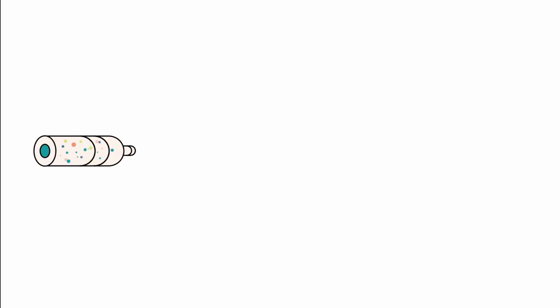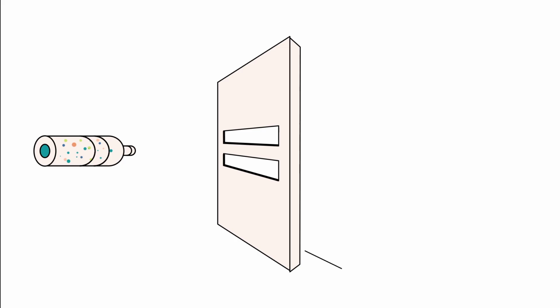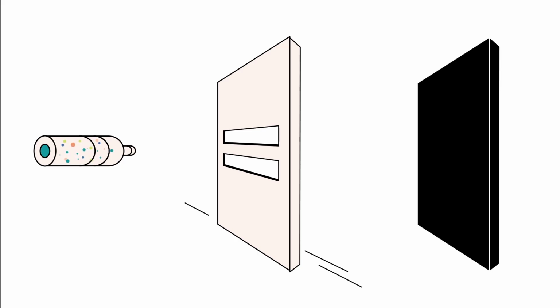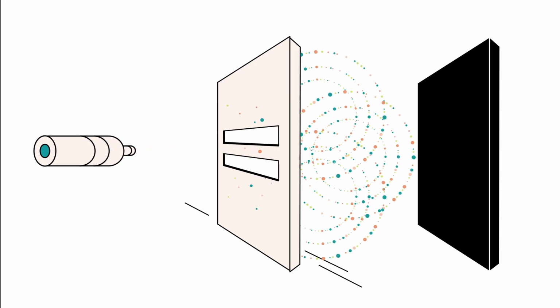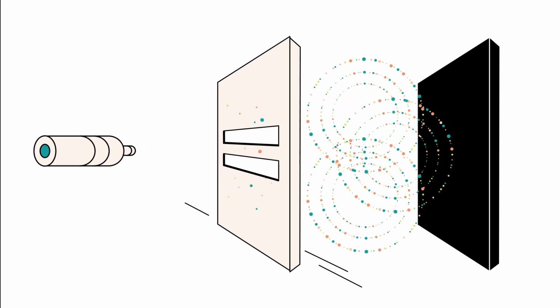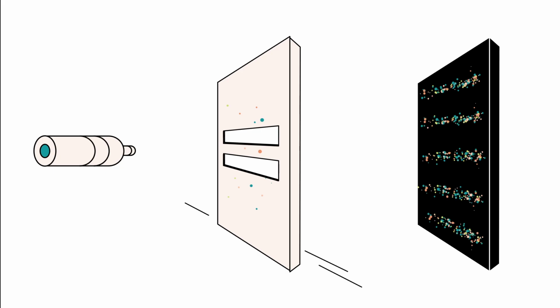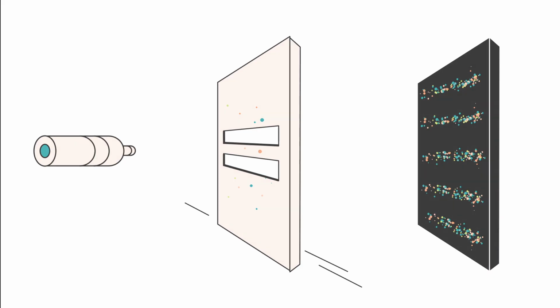Now, what happens when we introduce a second slit? When we add a second slit, something strange happens. Instead of forming two bands, the particles create an interference pattern, behaving like waves, suggesting that they pass through both slits at the same time and interfere with themselves. It's as if the particles don't choose one path but behave like waves, exploring all possibilities.